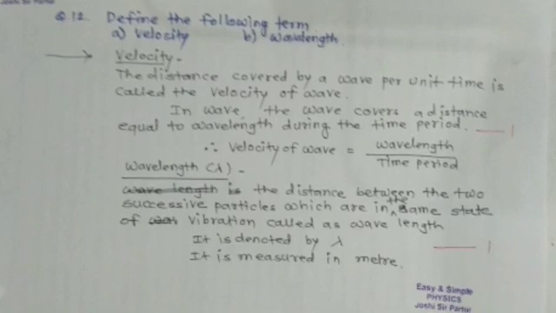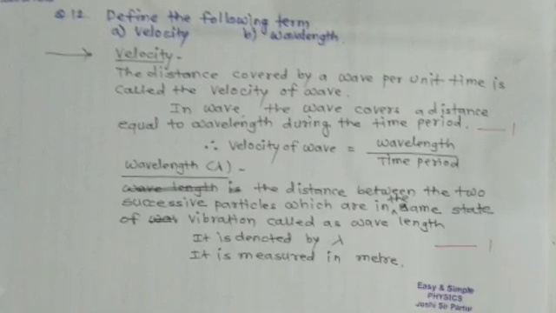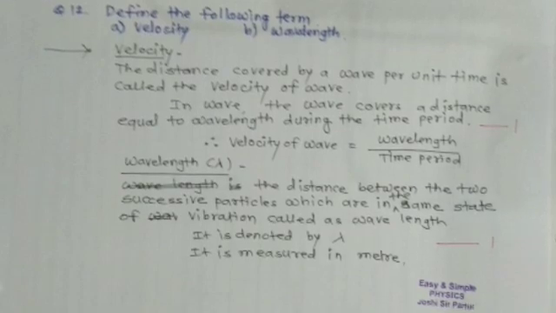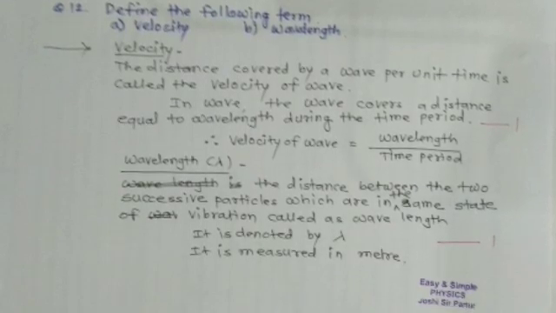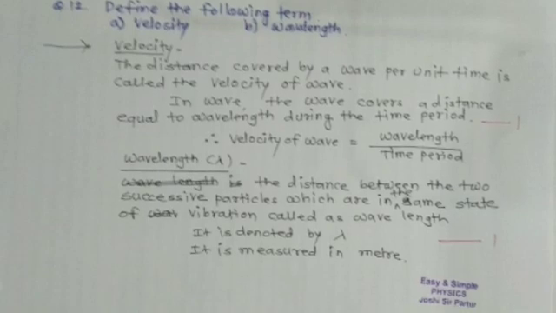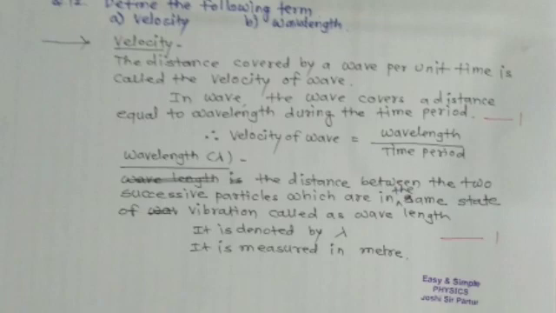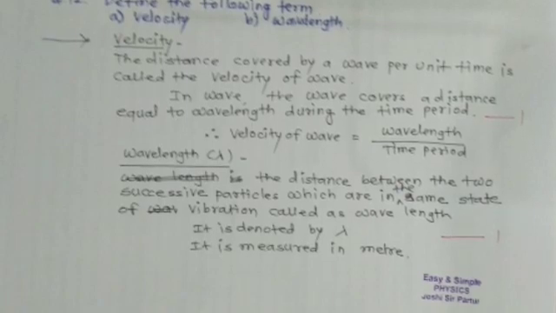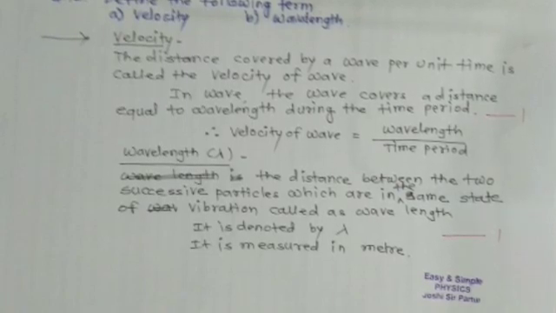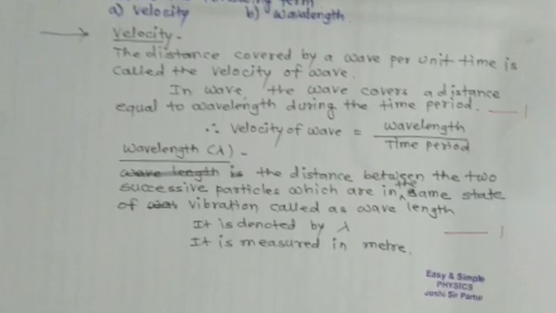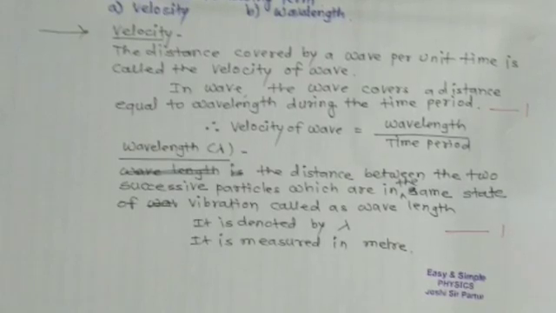Now another definition, wavelength. The distance between two successive particles which are in the same state of vibration is called wavelength. Wavelength is denoted by lambda. It is measured in meter. Each definition carries 1 mark.